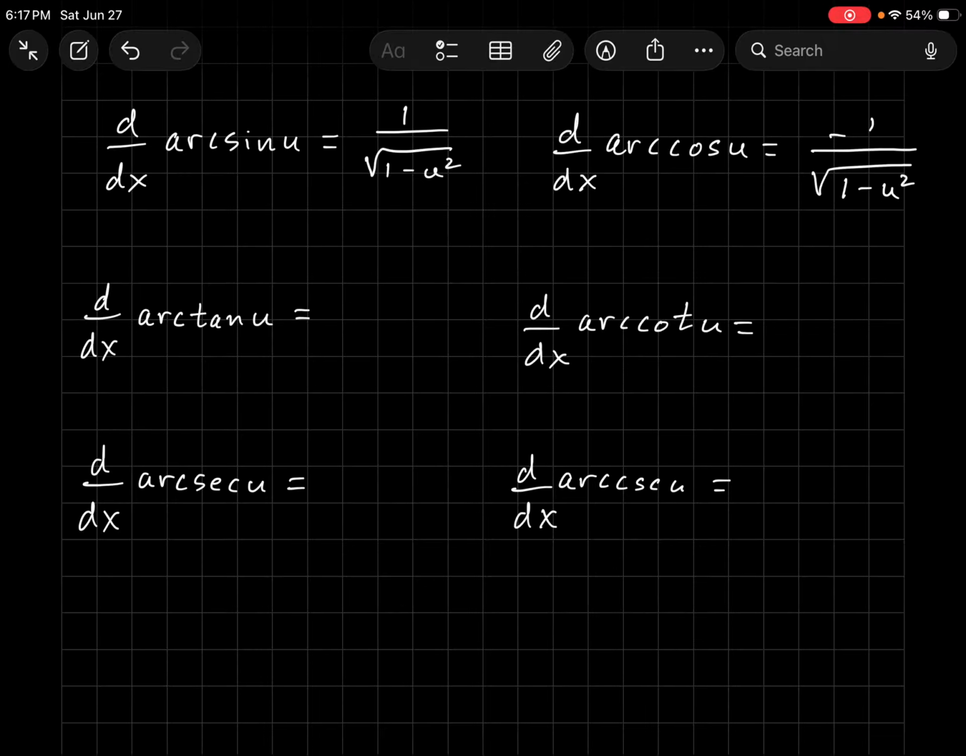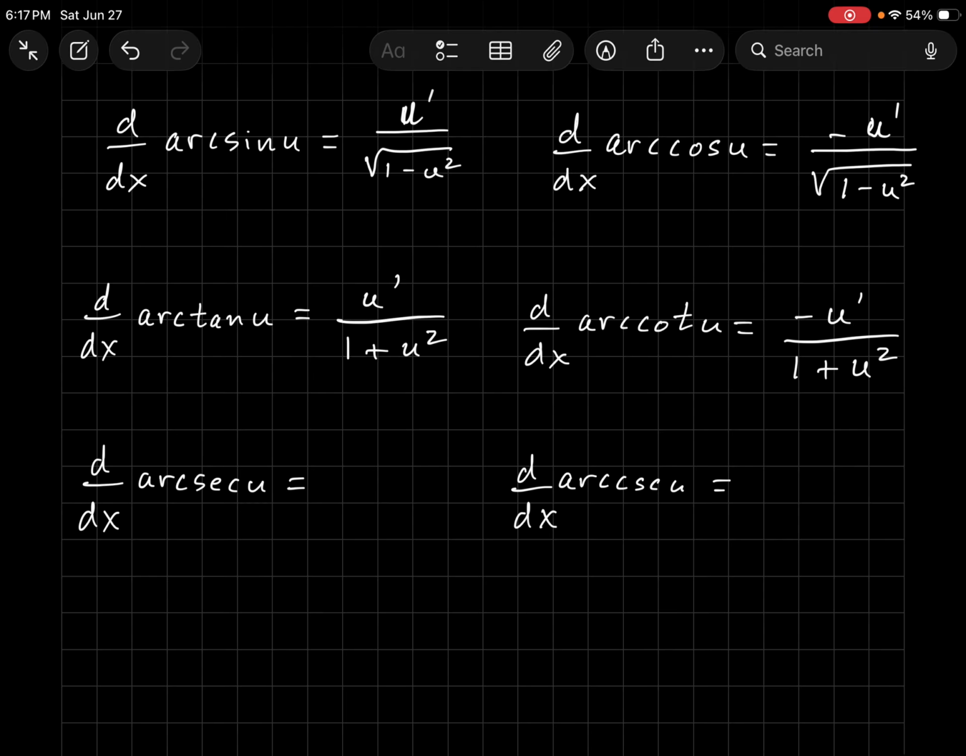The derivative of the arctan of u is, let me go back. I forgot my chain outs because I was doing u. So it's u prime, and then u prime in the top for both arcsine and arc cosine. The derivative of the arctan of u is u prime over 1 plus u squared. The derivative of the arc cotan of u is negative u prime over 1 plus u squared.